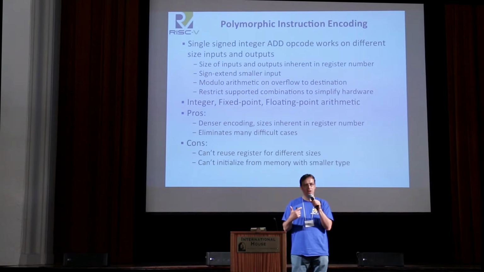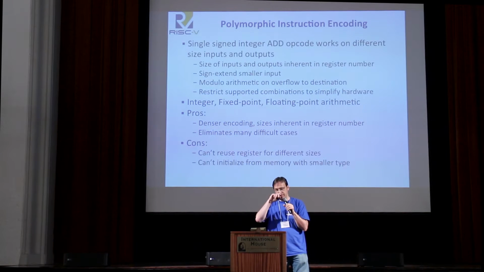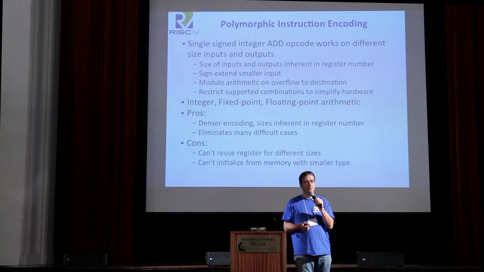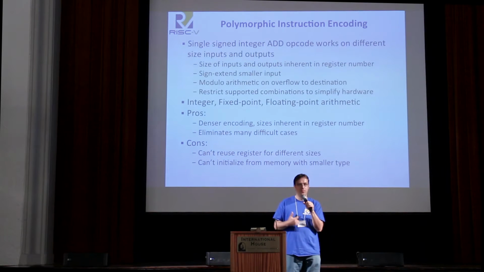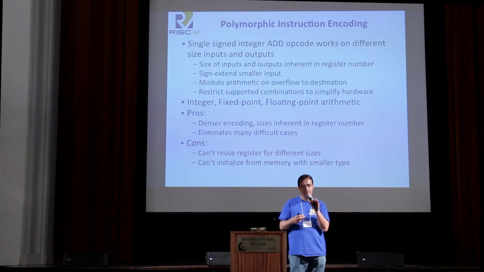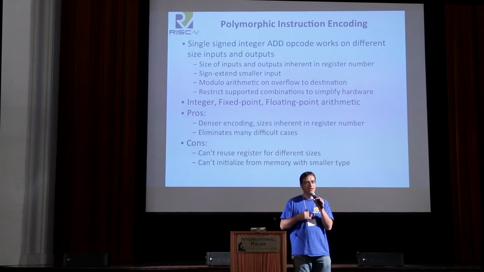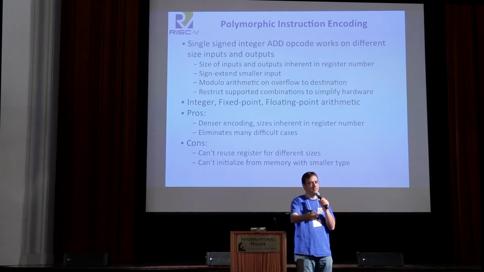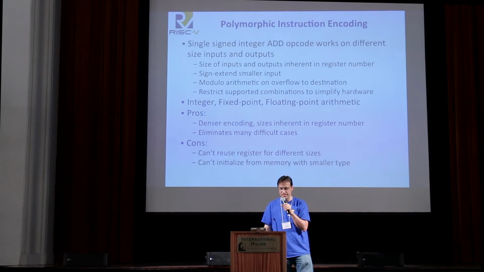Some of the cons, though, are you can't reuse a given register to hold different size operands, right? There is a con. And for example, you can't initialize a register from memory with a smaller type. In practice, we don't think this will be a problem, as when you write loops and start doing software pipelining, you typically want to bring it in one size and move it to a different register for the next stage of computation. So we'll see how this plays out.